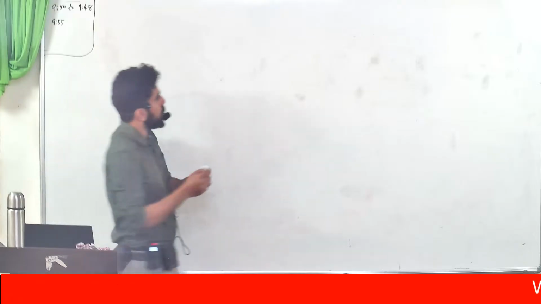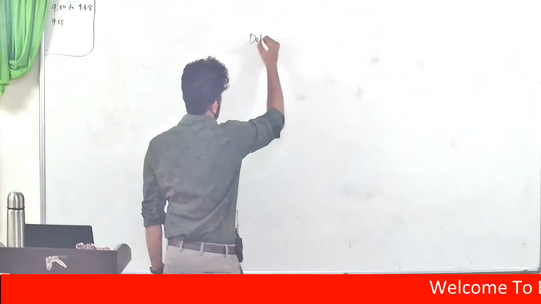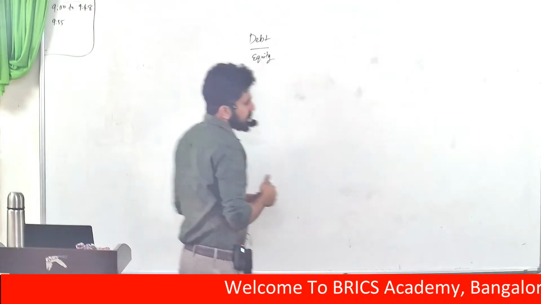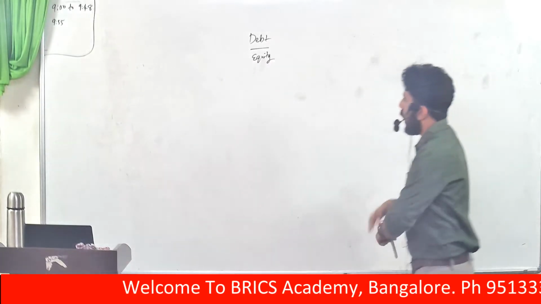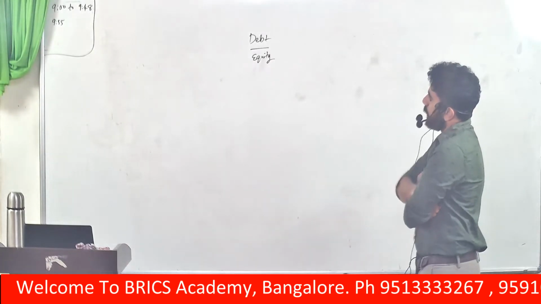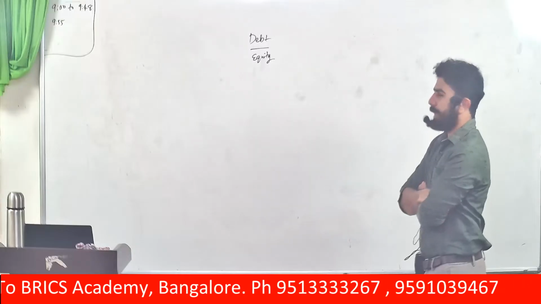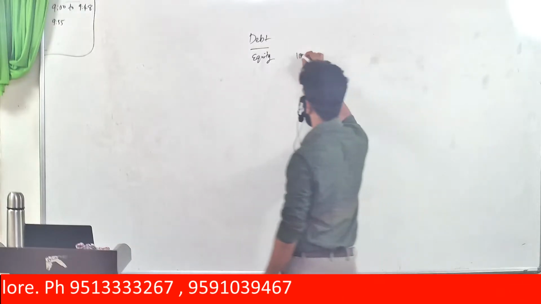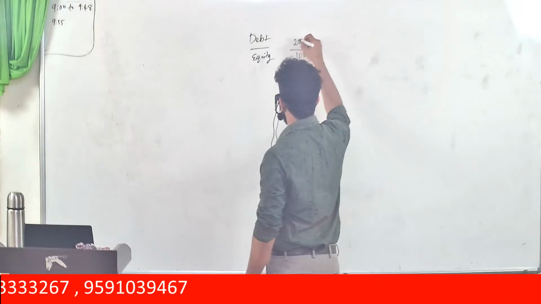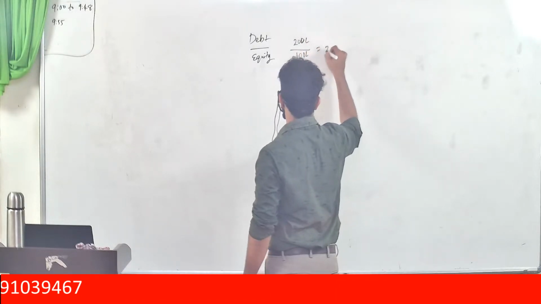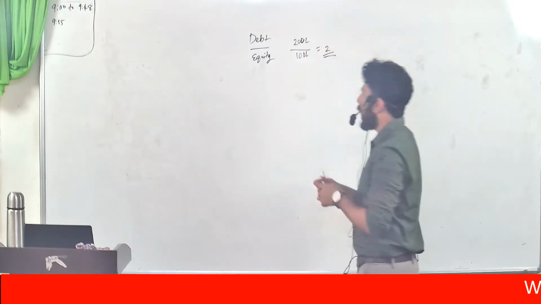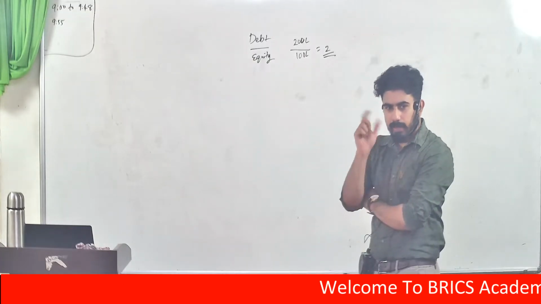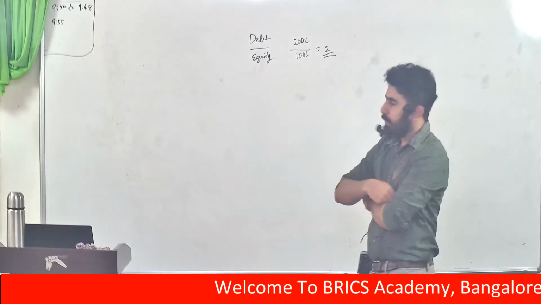Okay. Now, guys, debt to equity ratio. This ratio will tell you how much debt you have compared to equity. Say there is 100 lakhs equity and 200 lakhs debt. This tells you the company has more debt compared to equity. So this will give you a comparison of debt to equity.